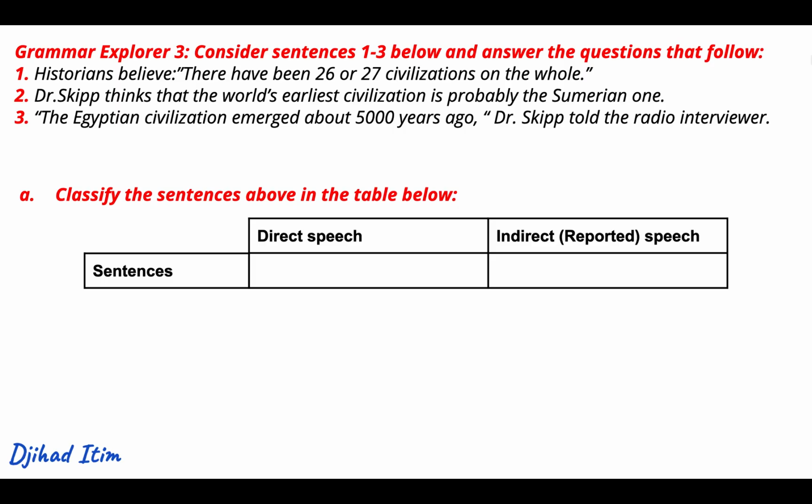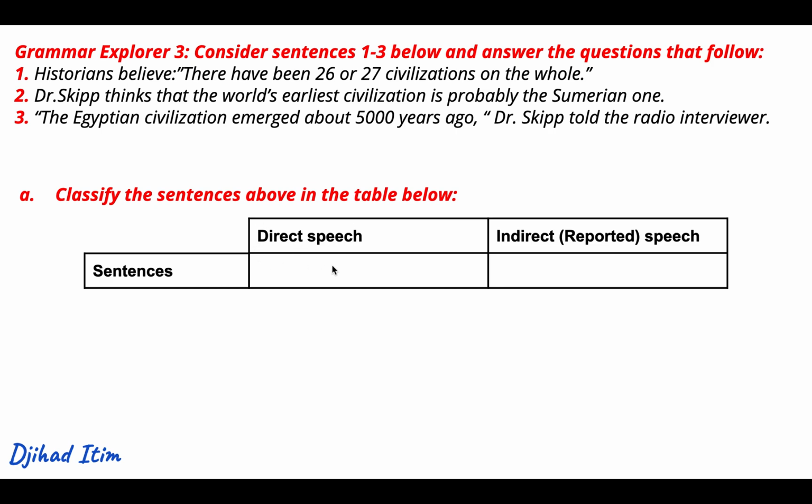Grammar Explorer 3. Consider sentences 1 to 3 below, and answer the questions that follow. Okay? So, the first sentence: historians believe there have been 26 or 27 civilizations on the whole. Dr. Skip thinks that the world's earliest civilization is probably the Sumerian one. Sentence 3: The Egyptian civilization emerged about 5,000 years ago, Dr. Skip told the radio interviewer.